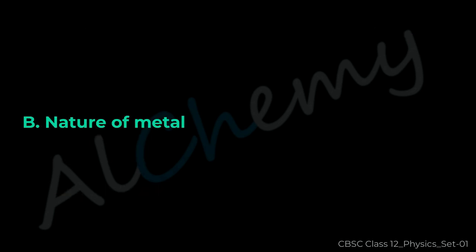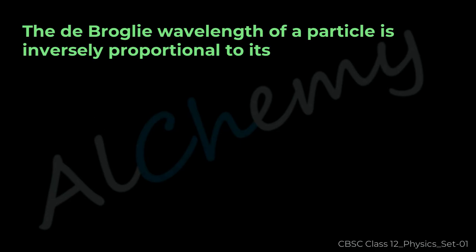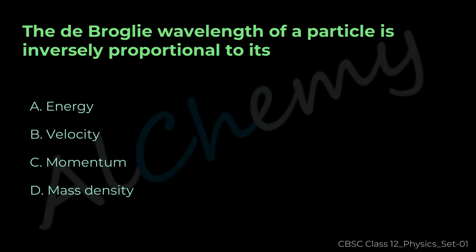The correct answer is B. Nature of metal. Question 30. The de Broglie wavelength of a particle is inversely proportional to its A. Energy, B. Velocity, C. Momentum, D. Mass density.